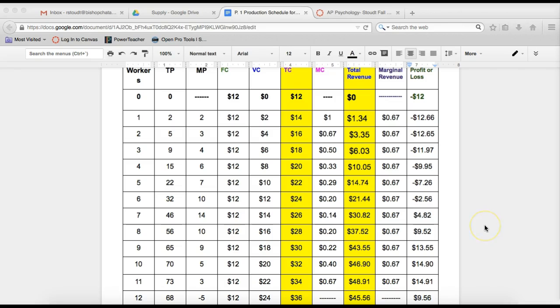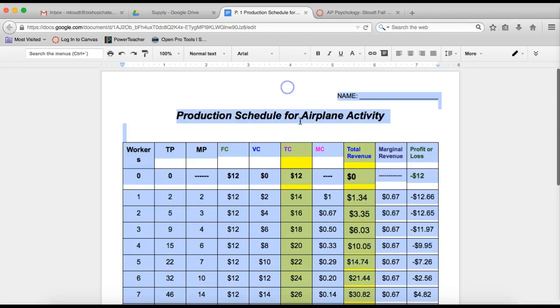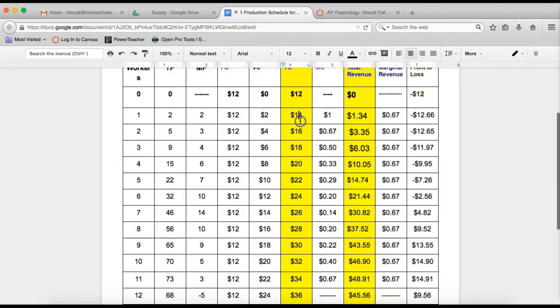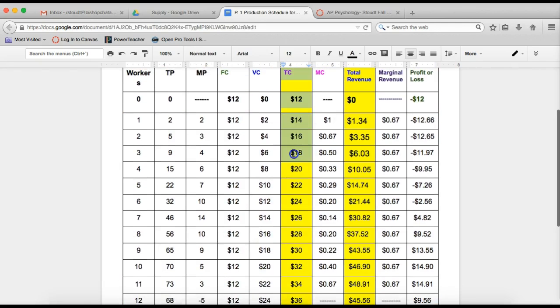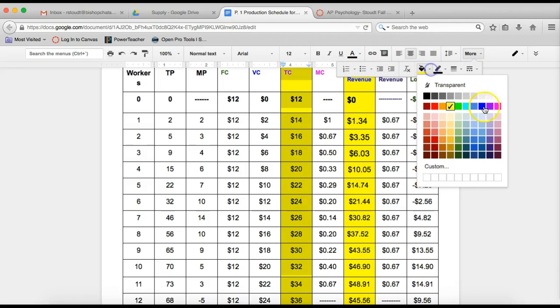All right, so now that we have this whole entire thing completed, what's the point? Why did we do this whole thing? Remember last week when we started this, we talked about the idea of a short run, right?